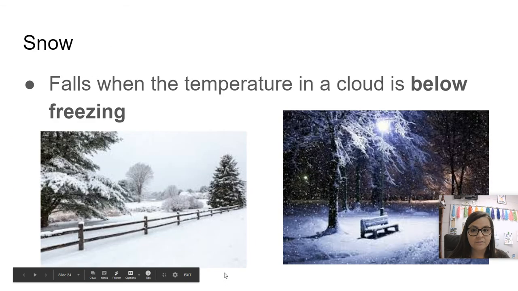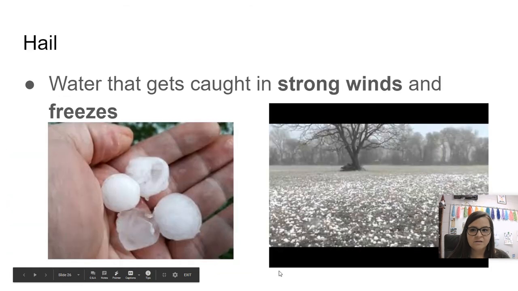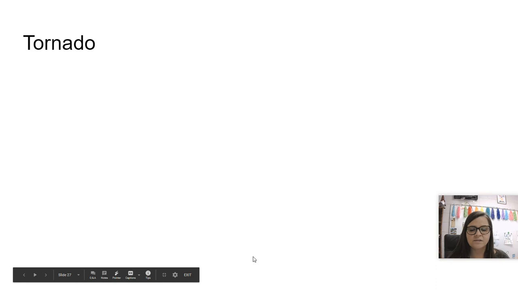Rain, falling drops of liquid water. Snow is a type of precipitation that falls when the temperature in a cloud is below freezing. Sleet is rain that freezes as it falls. And hail is water that gets caught in strong winds and freezes, so during thunderstorms.